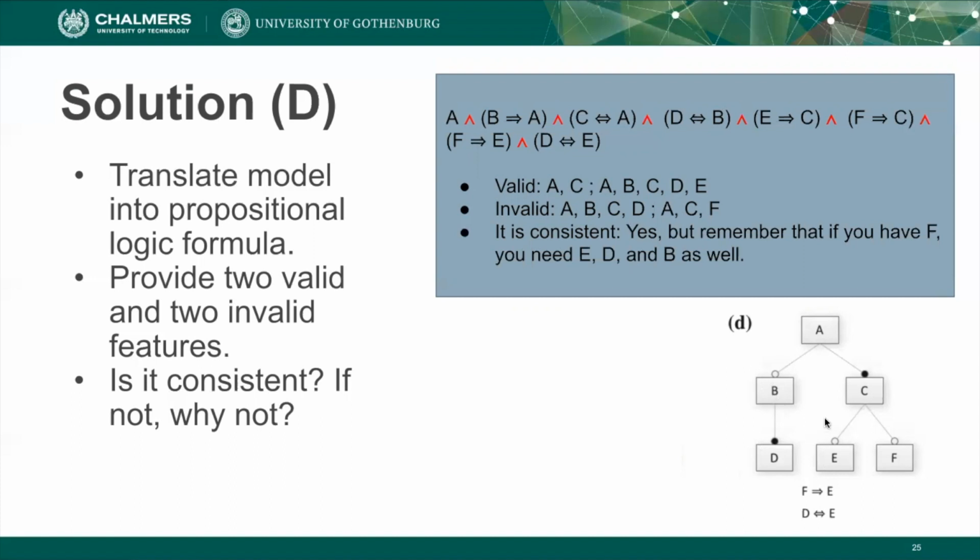Now below C are two additional optional features. If we choose C, we can choose E. If we choose E, we must have C. If we choose F, we must have C. We have two additional constraints. If we choose F, we must have E.